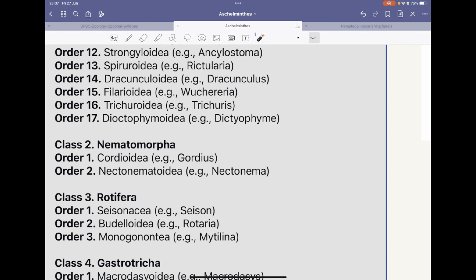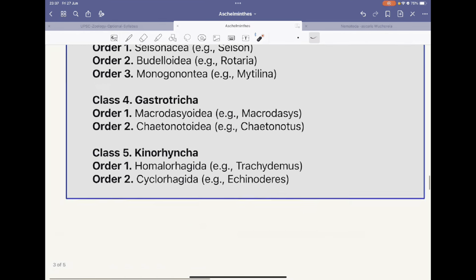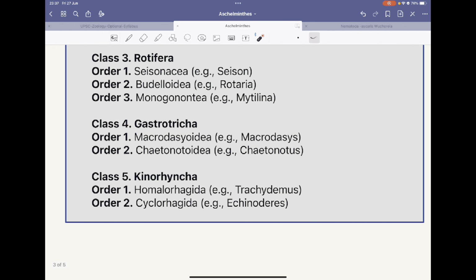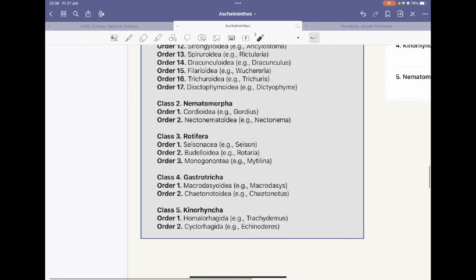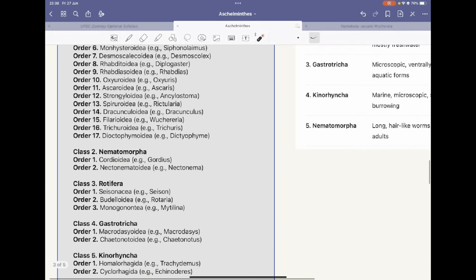Then Rotifera. Rotifers are small organisms. We will see the characters. These include the different orders. Then we have the class Gastrotricha, which includes the Chaetonotoidea and Macrodasyoidea. Then Kinorhyncha. So the classes are important: Nematoda, Nematomorpha, Rotifera, Gastrotricha, Kinorhyncha.